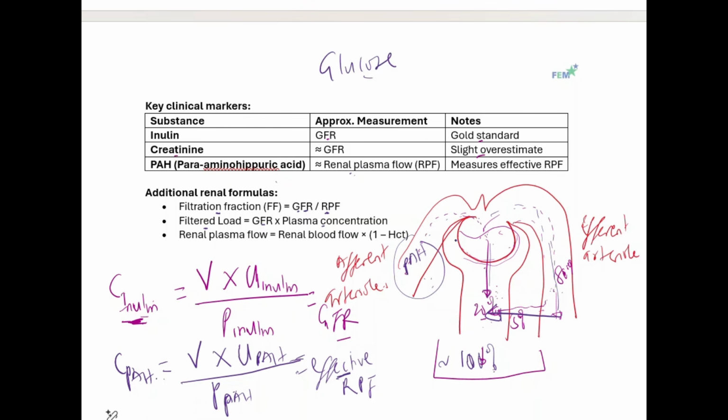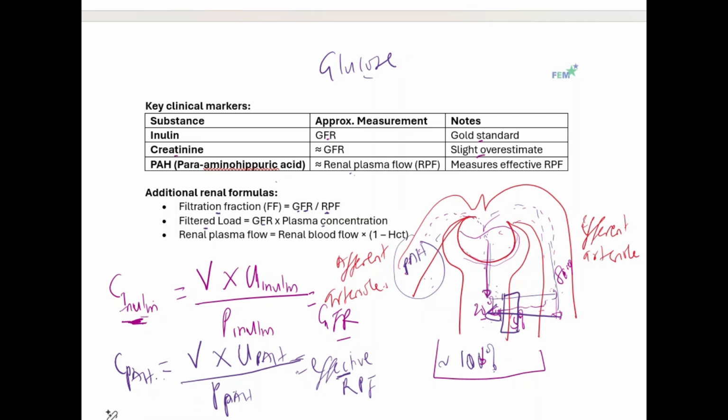As you know, when you filter glucose, all the filtered glucose is going to be reabsorbed back into the plasma through your sodium glucose cotransporter, the SGLT2 transporter at the proximal tubule. All filtered glucose is going to be what?